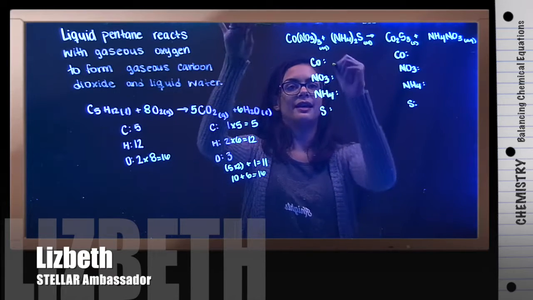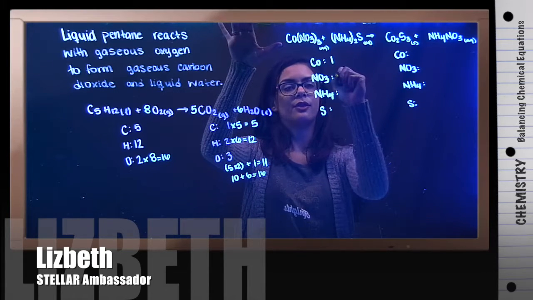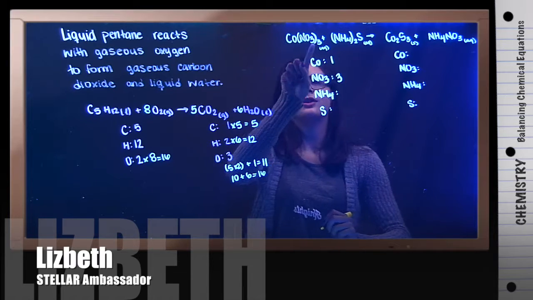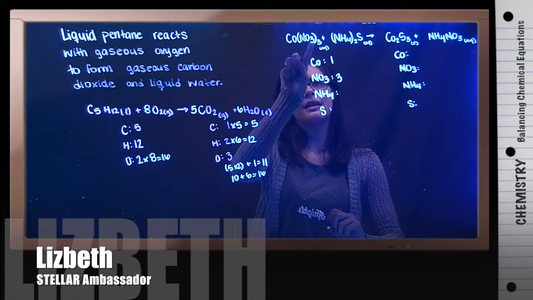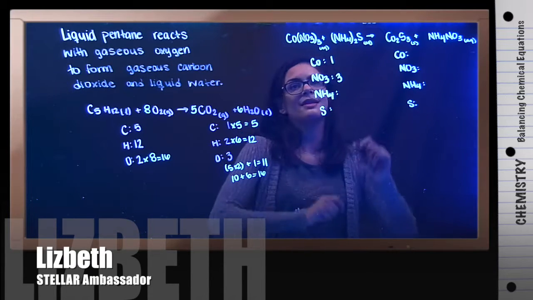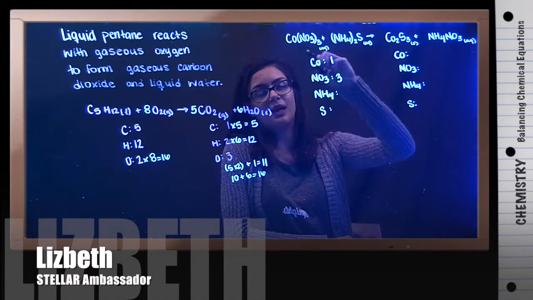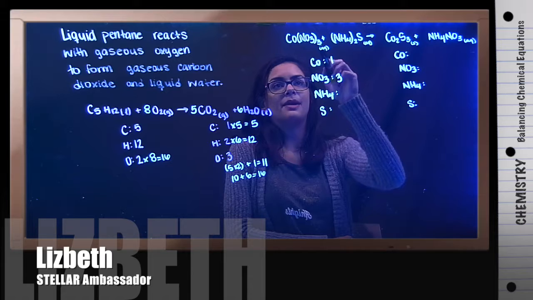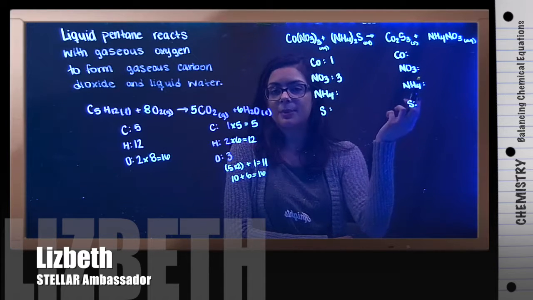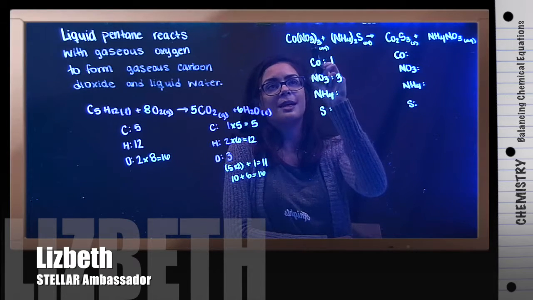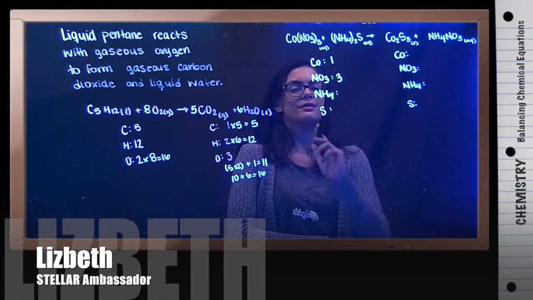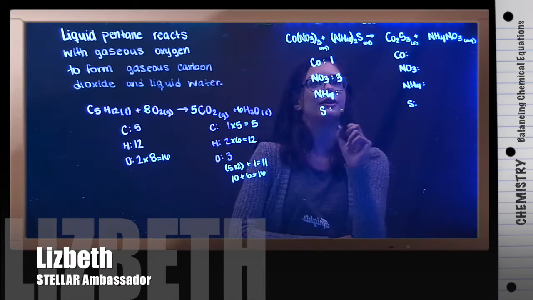So over here I see that I have 1 cobalt, 3 nitrates. So notice that this is within a parenthesis. If it's within these parentheses, then this applies to the whole entire polyatomic ion over here. So that means if I were to split this up into its separate elements, I would have 3 times 3 is 9 oxygens and 3 nitrogens. Just keep that in the back of your head in case you ever need it.